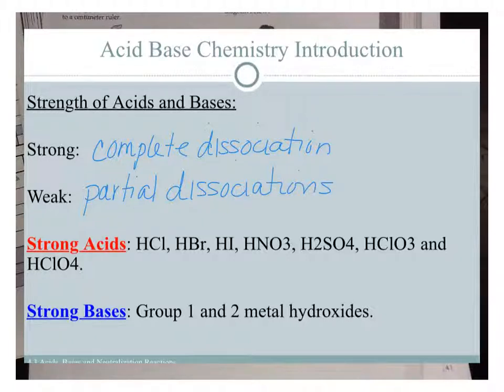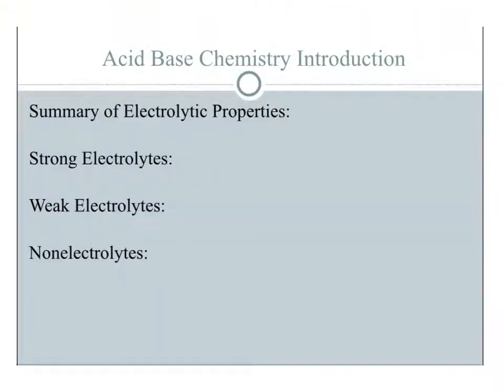So it's helpful to know the big 7, which are our strong acids. Notice you have all of your halogens except for fluorine. So hydrochloric, hydrobromic, and hydroiodic are all strong. Then nitric acid, sulfuric acid, chloric acid, and perchloric acid. Of your bases, your strong bases are going to be your group 1 and group 2 metal hydroxides.